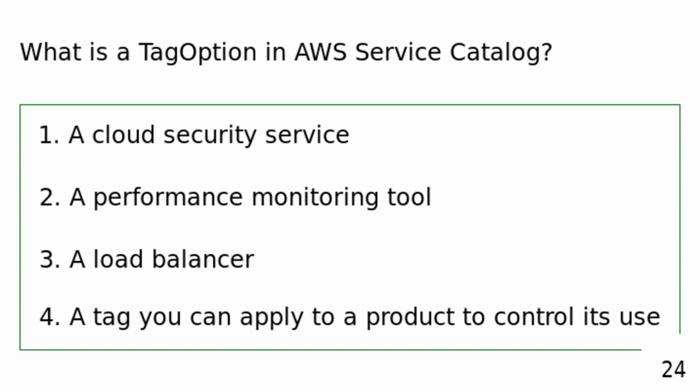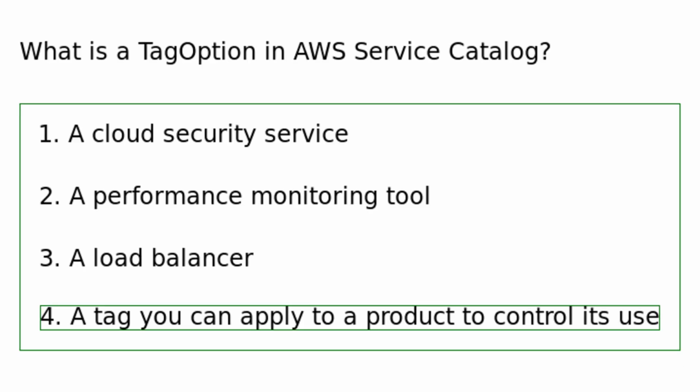What is a tag option in AWS Service Catalog? A cloud security service. A performance monitoring tool. A load balancer. A tag you can apply to a product to control its use. A tag option in AWS Service Catalog is a tag that you can apply to a product to control its use, such as specifying allowed instance types or regions.